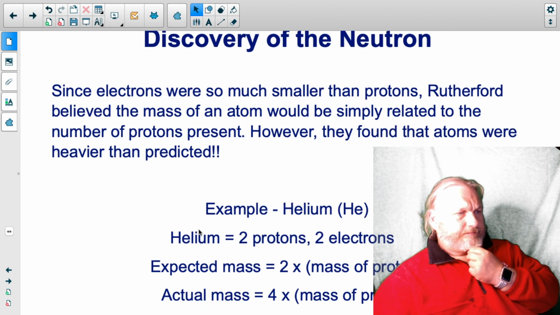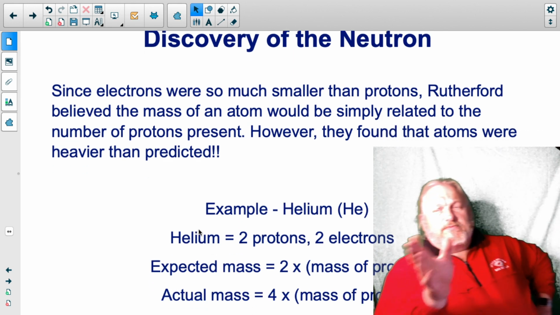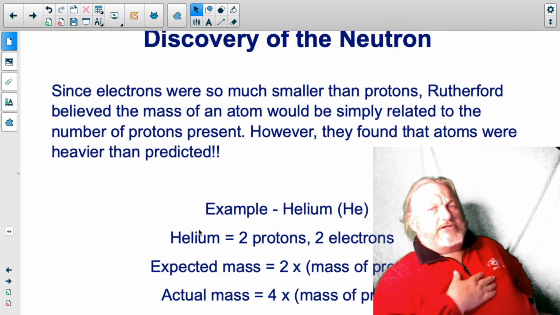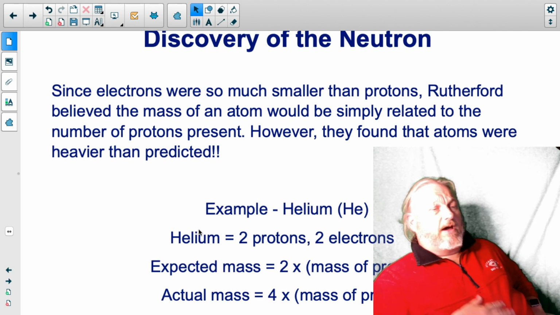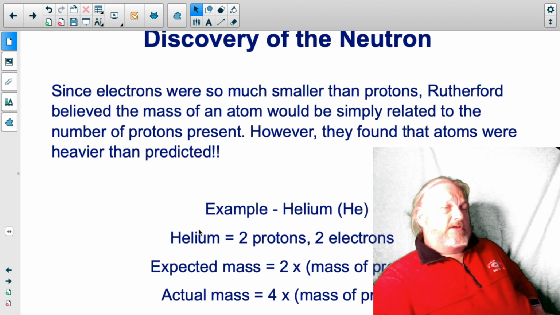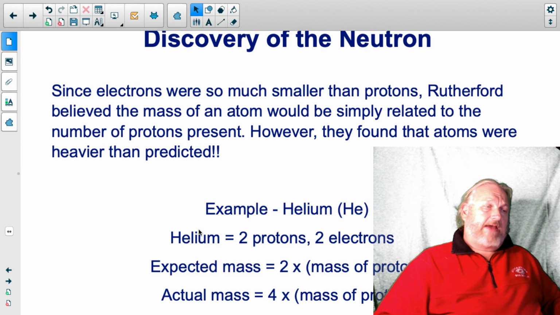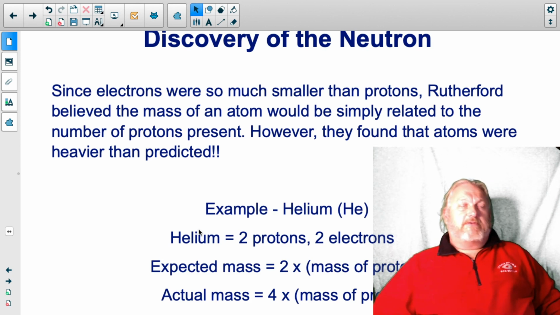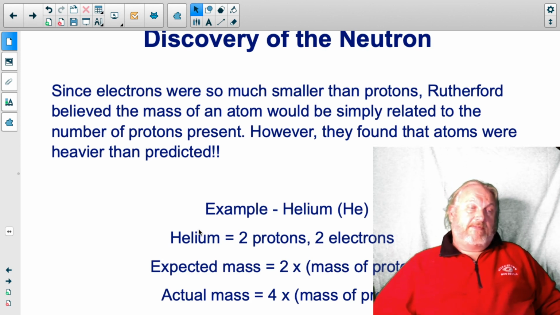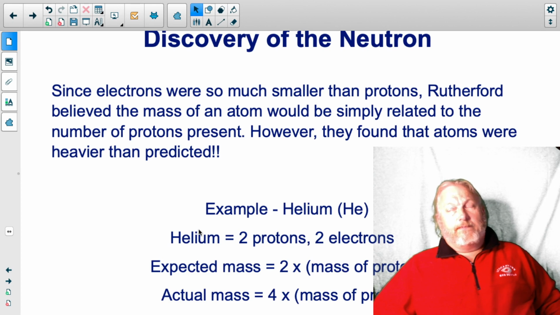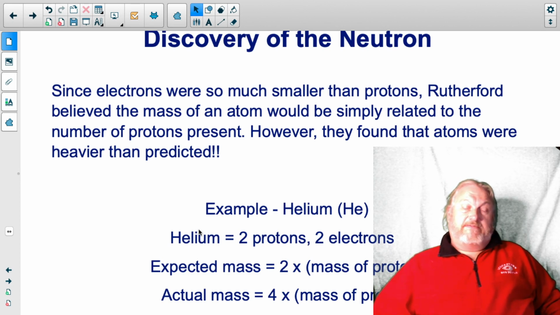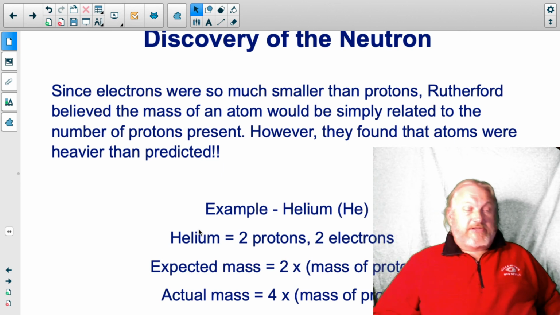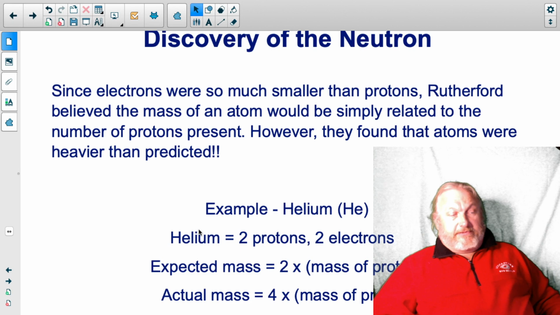Now, electrons, because we measured them with the charge to mass ratio, we know they're so much smaller than protons. So Rutherford believed that the mass of an atom would be simply related to the number of protons present. That would make sense. However, they found that atoms were heavier than predicted because they were able to measure the mass. It's like helium. Helium has 2 protons and 2 electrons.